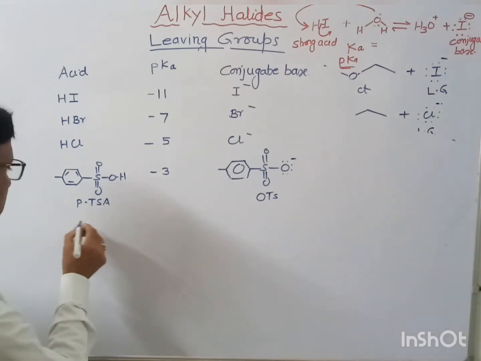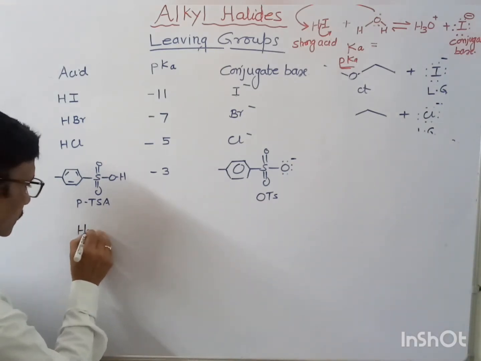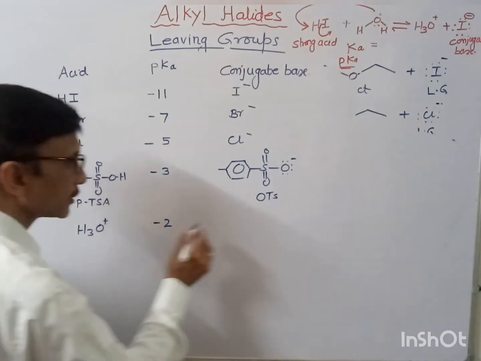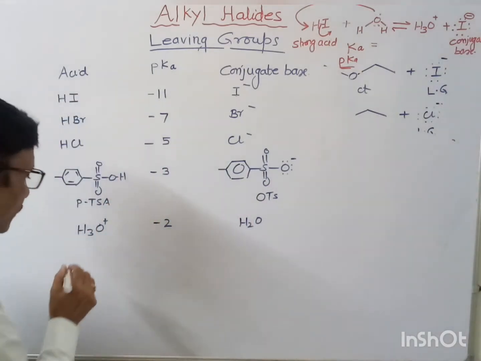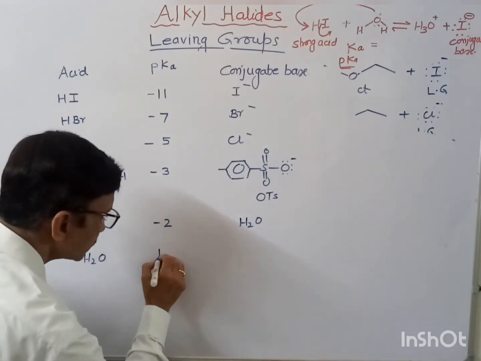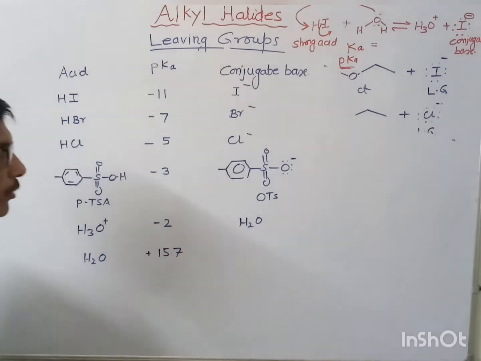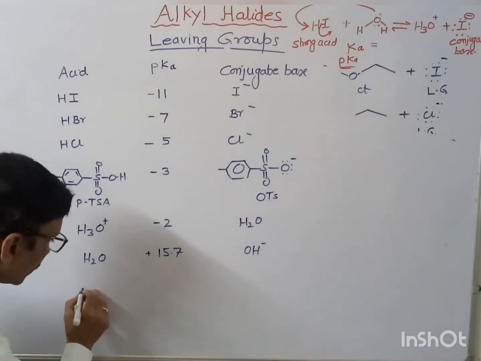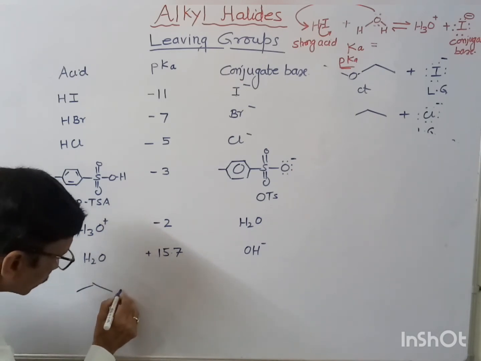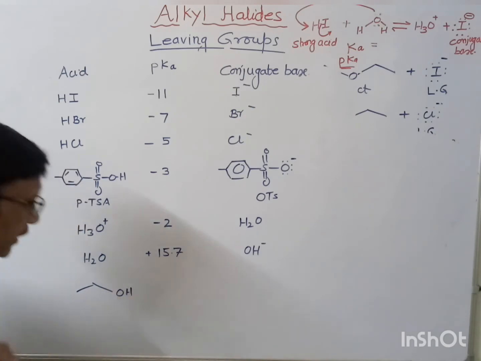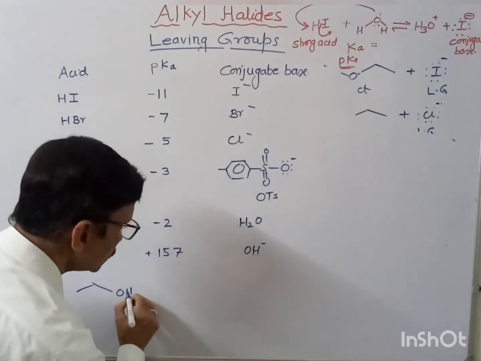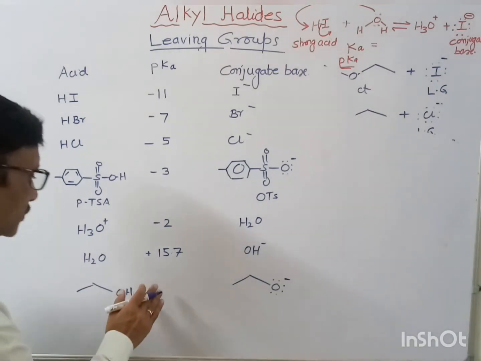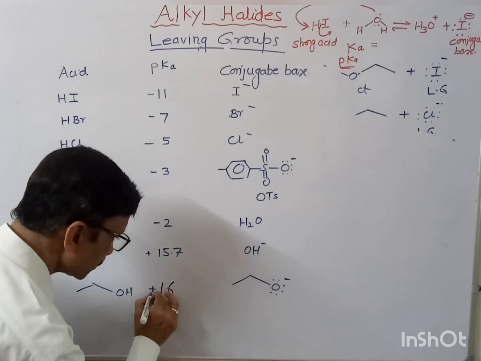Okay, so now in the same way, if I write H3O plus, it has a pKa value of -2, and when this H3O plus loses the proton, H2O is formed. In the same way, H2O has a pKa value of 15.7, and after losing the proton, it forms OH minus. In the same way, if I have ethyl alcohol, after losing the proton it will form the ethoxide ion, and for this one the pKa value is plus 16.